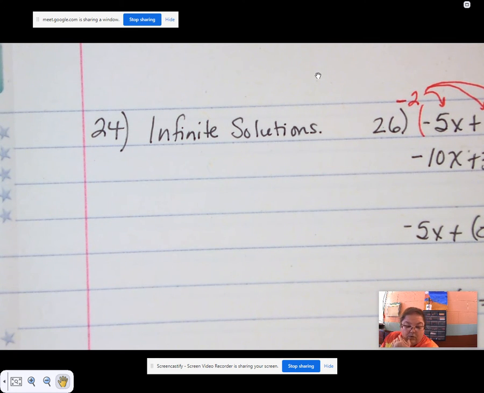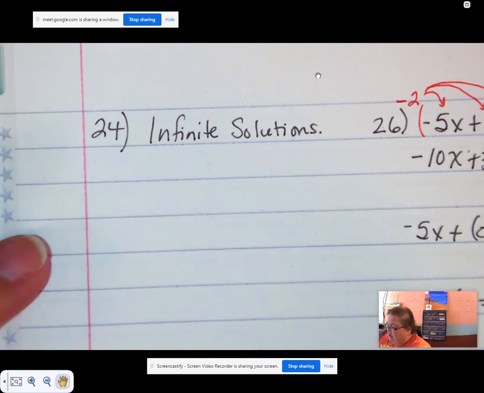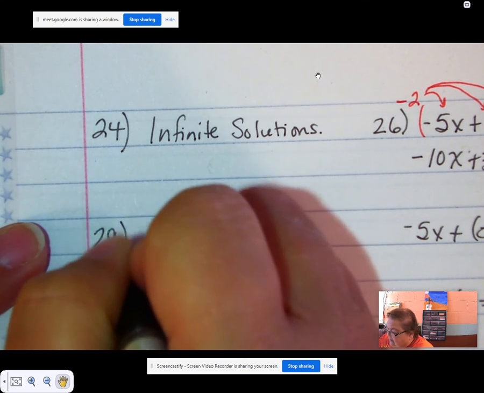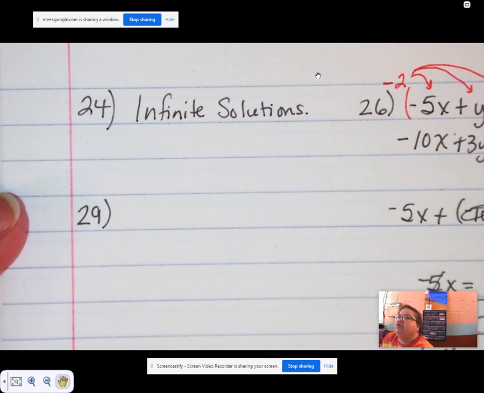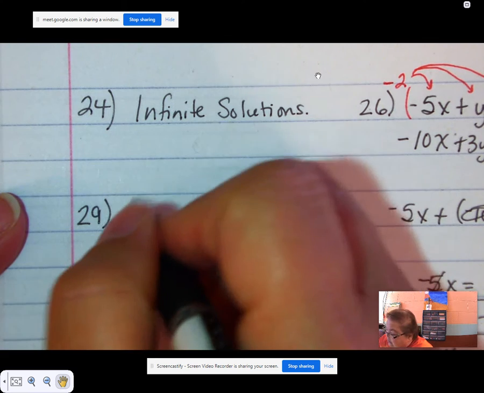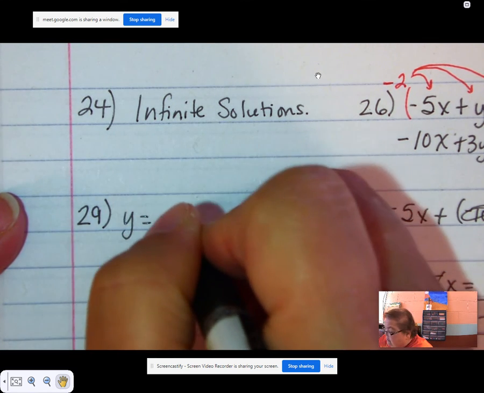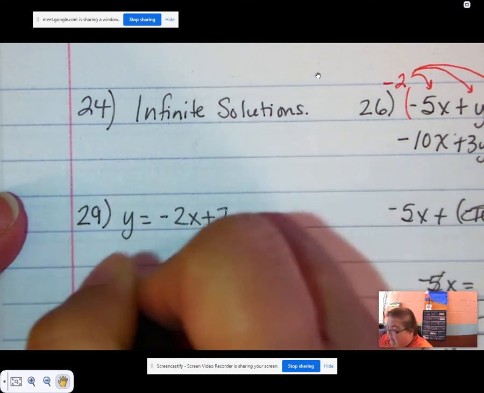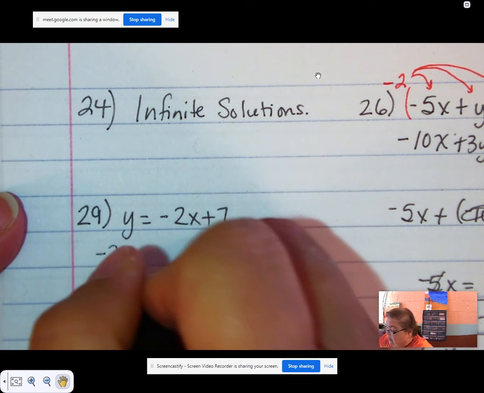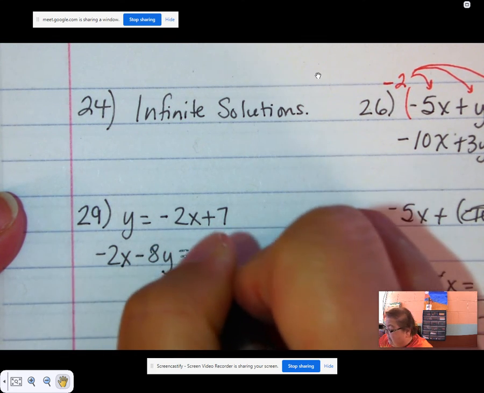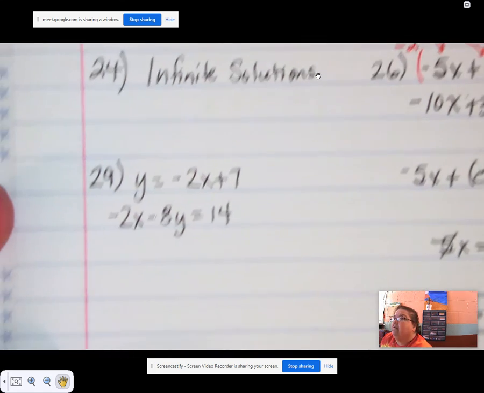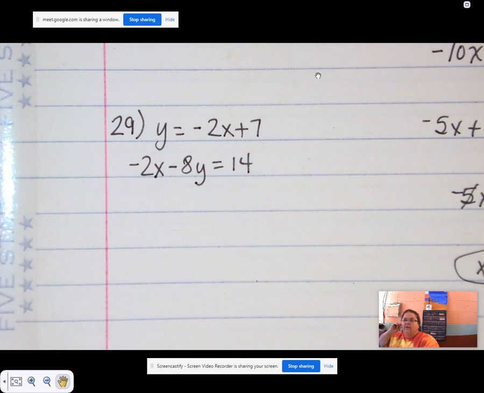We are now going to look at number 29. That was not a homework question, so everyone's going to need to write this one. Number 29. And I'm looking at substitution for number 29. I've got y equals -2x plus 7. And I have -2x minus 8y equals 14. So these are my two lines here.